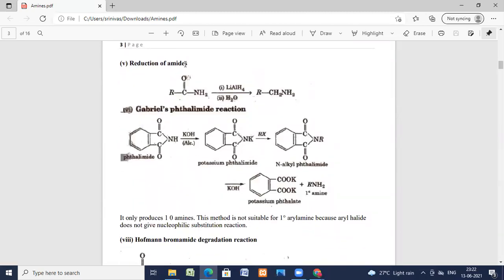Now, reduction of amides. Amide is nothing but RCONH2. RCONH2 is known as amide. The CONH2 group is the amide group, and NH2 is the amine group. Amides on reduction involve removal of the oxygen and addition of hydrogen. So amides on reduction with lithium aluminum hydride and water give us amines.